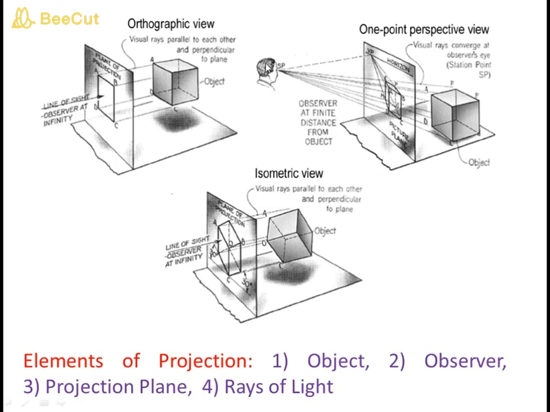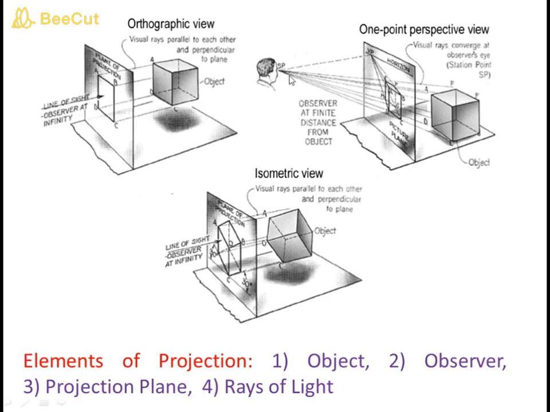But in perspective we need to place, or we need to show the position of the observer. In all other projections like orthographic and isometric projection, you are not drawing or marking the position of the observer. So the main difference between perspective projection and other projections is that in perspective projection you have to mark the position of the observer.